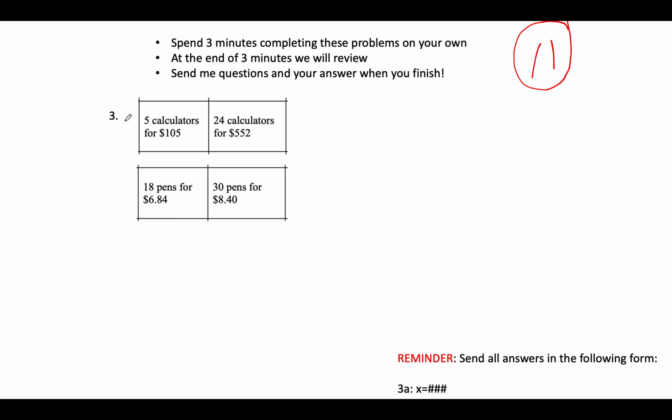So let's go through 3. This is going to be A and B. 3A, we have $105 for 5 calculators. I want to see if that's a better deal than 24 calculators for $552. So 5C, we're going to divide both sides by 5, top and bottom by 5. Sorry, it's a little messy up there. Trying to preserve space. And that's going to give us $21 per one calculator. Awesome.